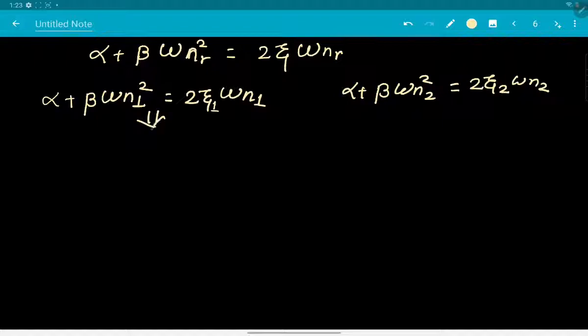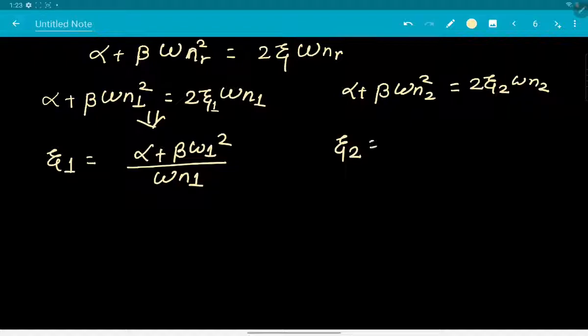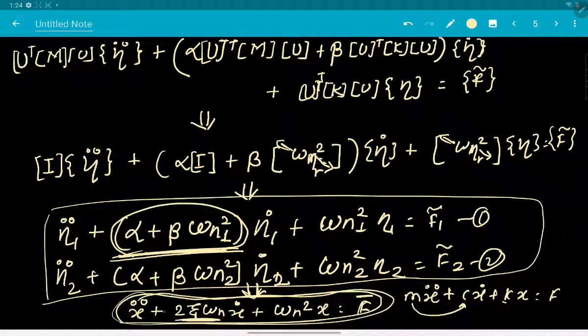So from this equation I can write down that xi1 is equal to (alpha plus beta omega n1 square) divided by omega n1, and xi2 comes out to be equal to (alpha plus beta omega n2 square) divided by omega n2. Now what are these xi1 and xi2? You can correlate it with this equation and see what this eta 1 is representing. Eta 1 is representing the contribution of mode number 1.